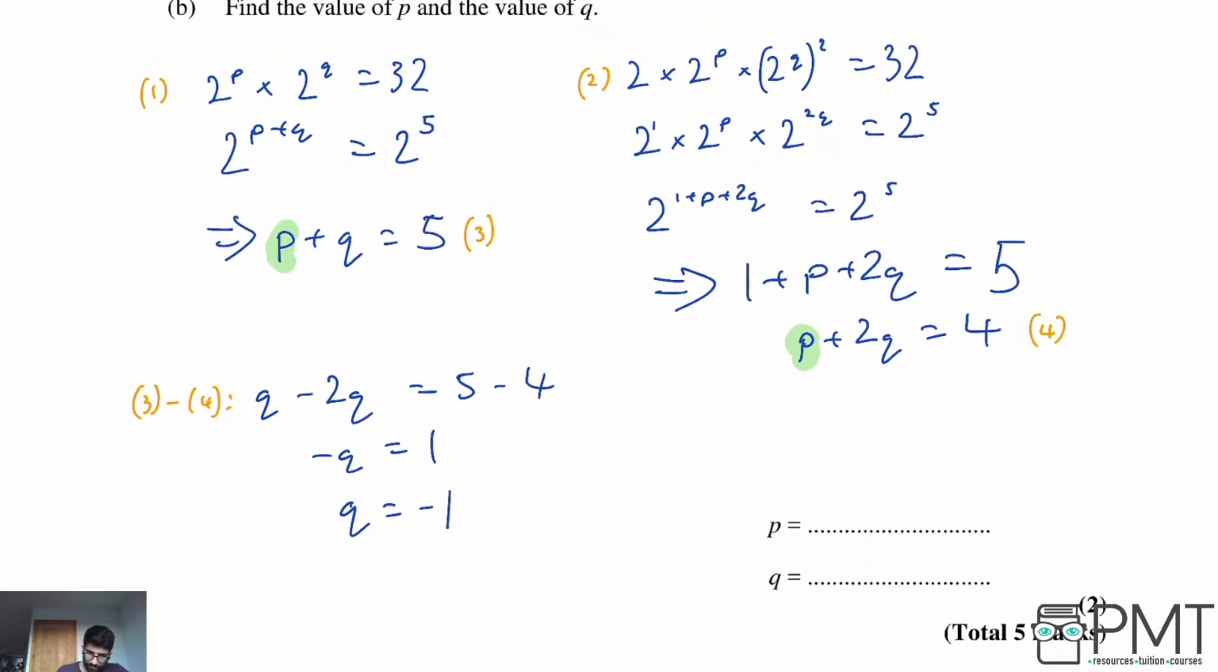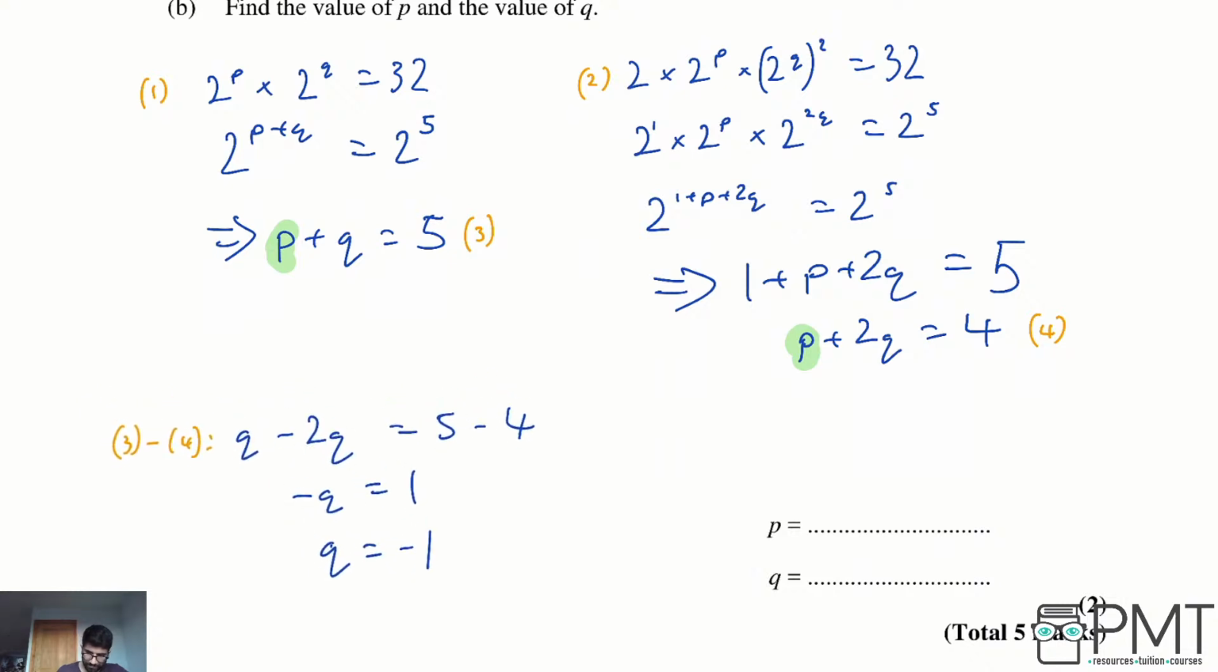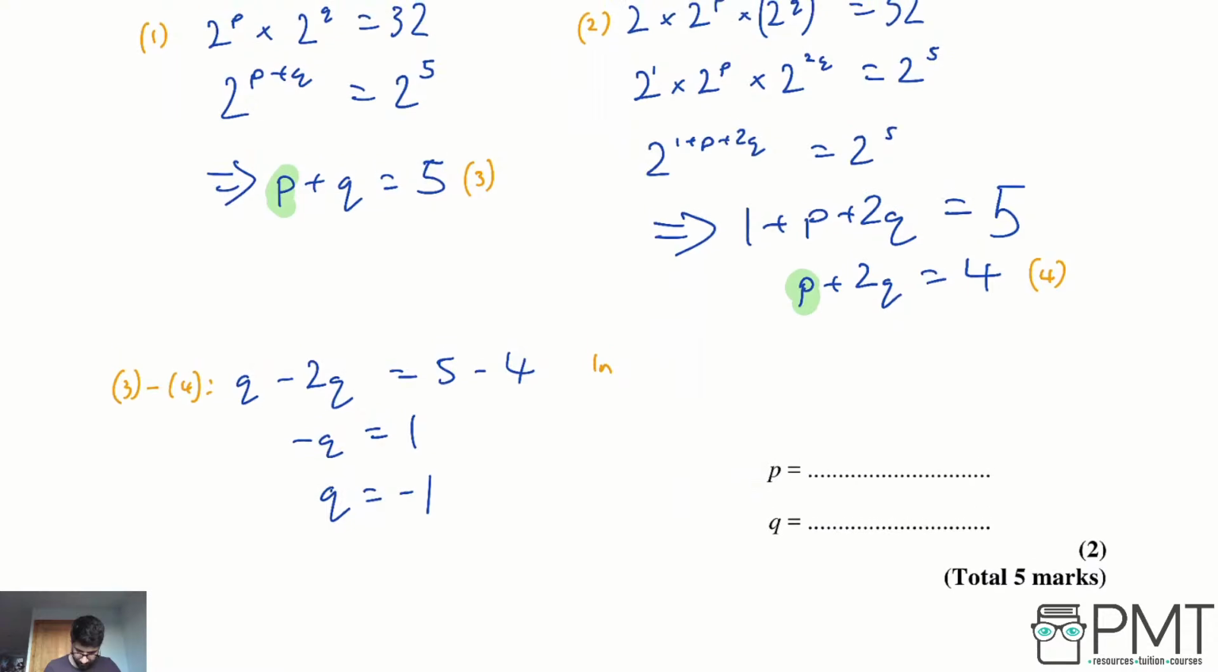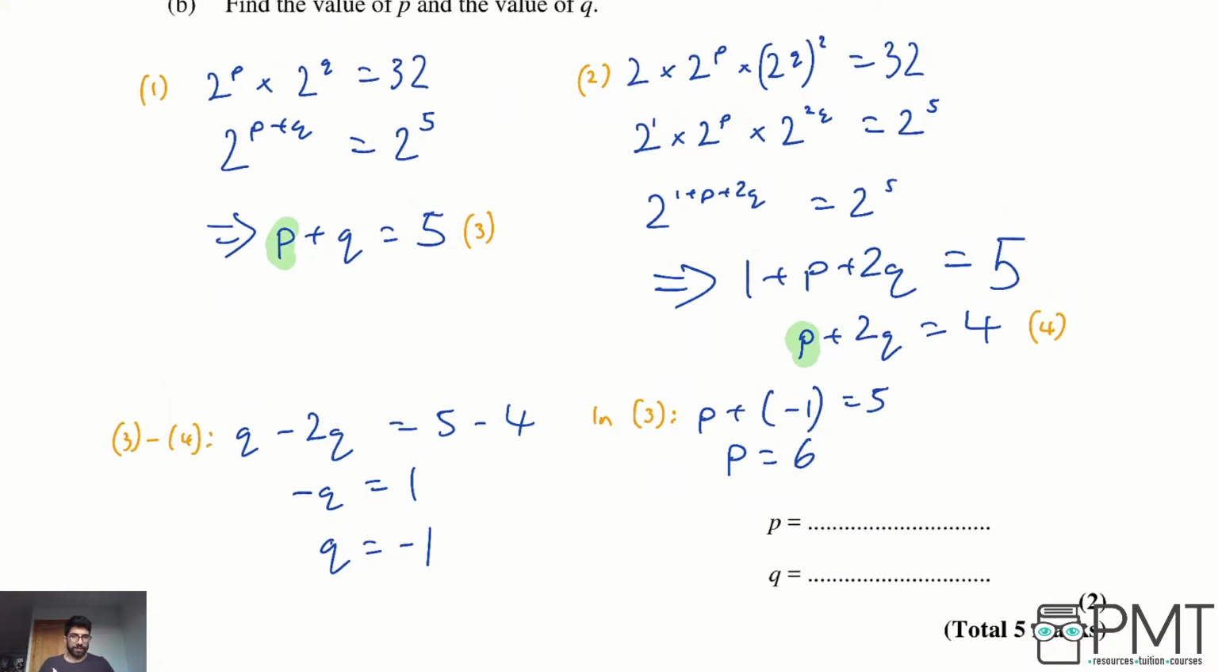And finally, you need to put it back into one of the others. So you want to find p. So you say, let's say in 3, you go p plus q, which we just found is minus 1, is equal to 5. So p is equal to 6. Right, that's the end of this question.